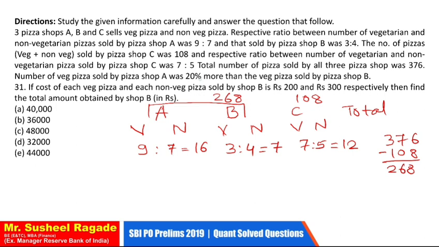The number of veg pizzas sold by shop A was 20% more than the veg pizzas sold by shop B. This is very crucial information. Based on this, we will get a clue and find the multiplying factor. Suppose the multiplying factor is x, so here it is 9x, 7x, and here it is 3y and 4y. What they have given is 20% more.